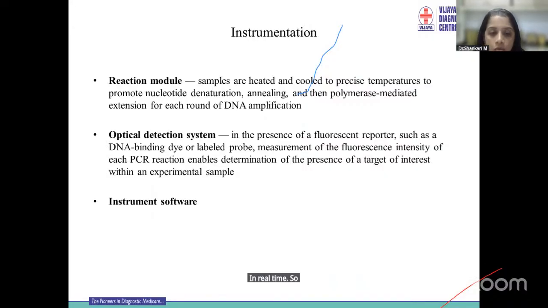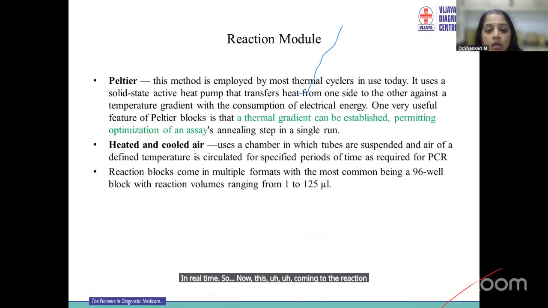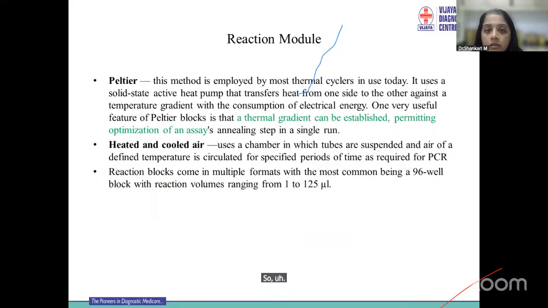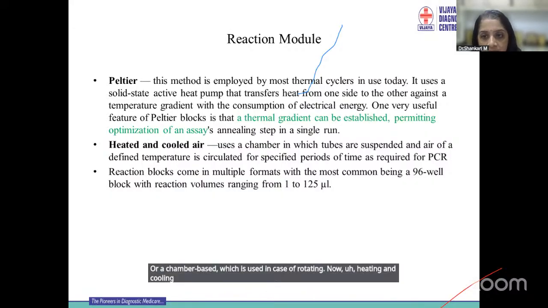Now, coming to the reaction module, as I've told you, there are Peltier or cooling units, which rapidly and precisely change the temperatures of the thermal block according to the PCR protocol. Depending on the system, it can be Peltier based or air chamber based, which is used in the case of Rotor-Gene. Heating and cooling pads maintain the temperature, and it uses tubes which are suspended.